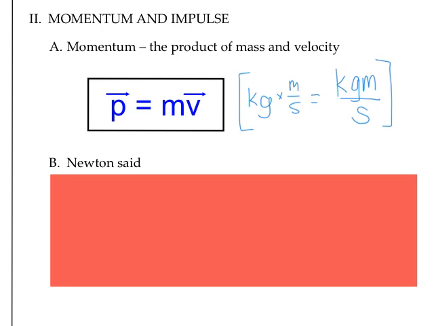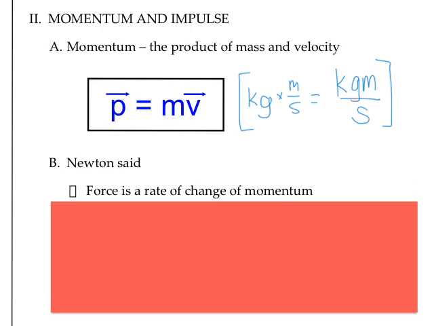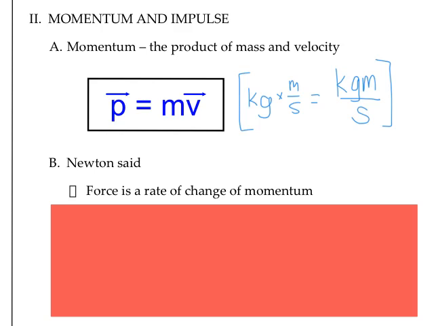So let's take a moment and go back to Isaac Newton when we talked about forces and relate this to momentum. So Newton had said that the force of an object is the rate of change in momentum. When we talked about forces before, we were looking at a mass times an acceleration. This time we're going to look at a rate of change in momentum. So let's see what that looks like.